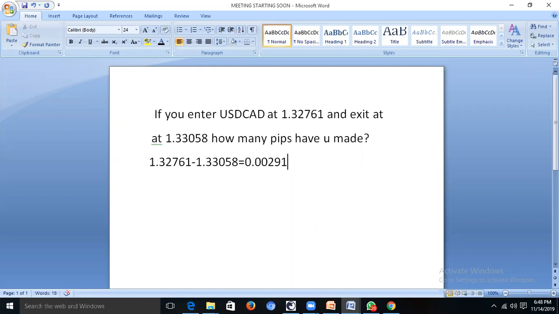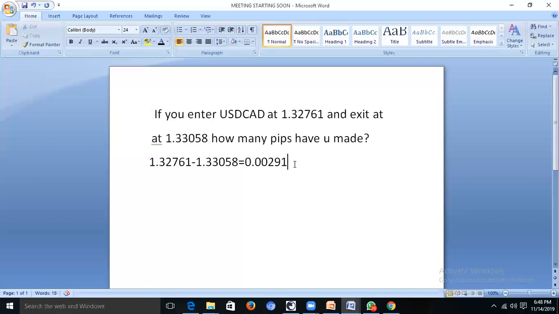Like I told you, the pip is usually the fourth decimal number after this dot, the fourth one. So here the 29 is the pip. You can just count 0, 1, 2, 3, 4. The fourth one is the pip.